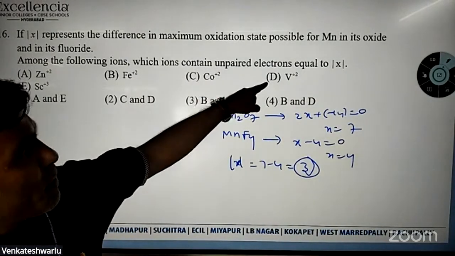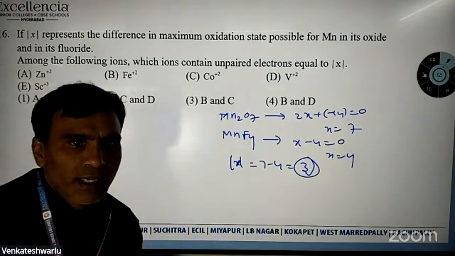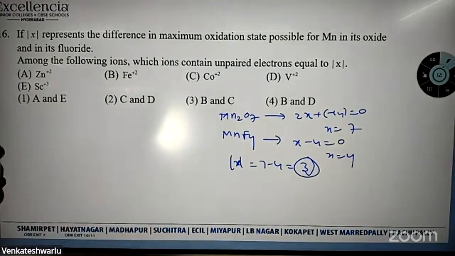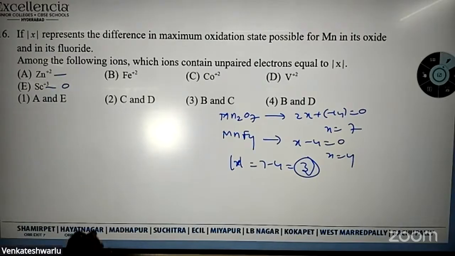Ions which contain unpaired electrons equal to x. Which ion has the same number of unpaired electrons, 3? So we need to check here. It's a very easy question. Scandium plus 3, 0 electrons. Zn plus 2, 0 unpaired electrons.